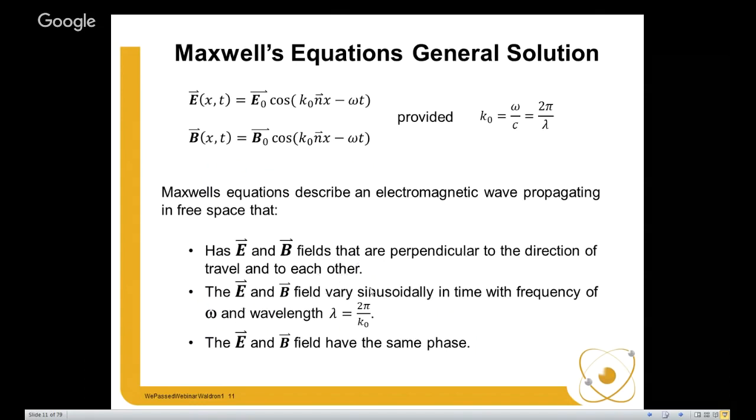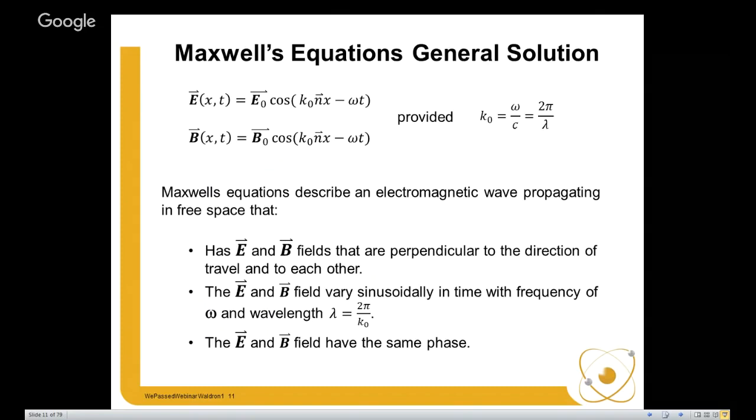They vary sinusoidally in time with a frequency of omega and a wavelength of lambda, which is equal to 2 pi over k naught. Of course, we said that k naught has this relationship here. And the two have the same phase. This should be somewhat familiar to everyone in this audience.